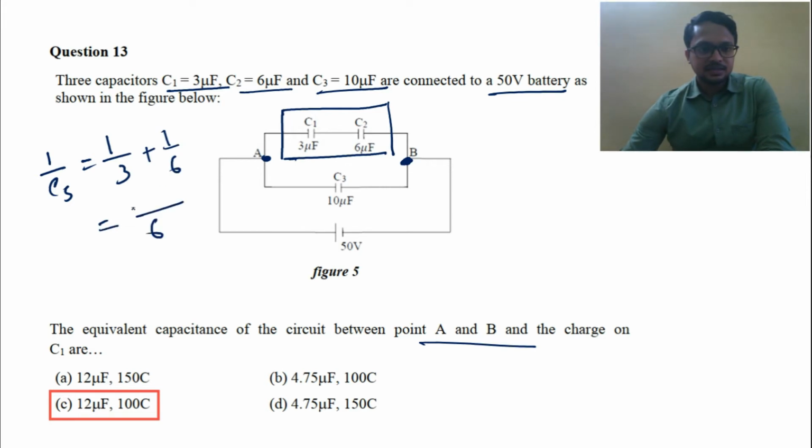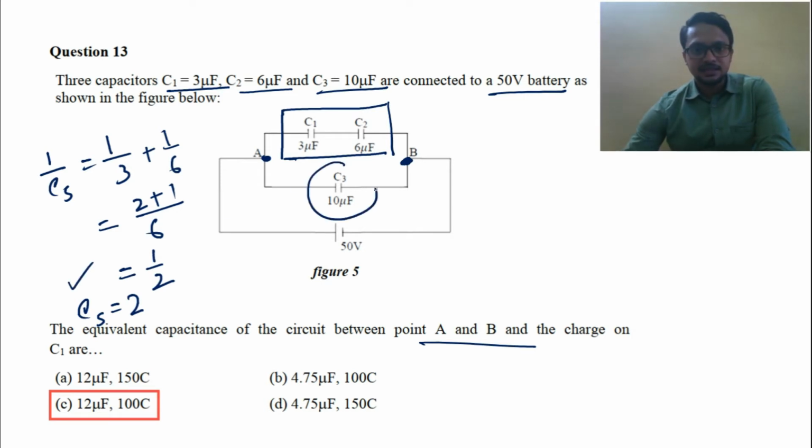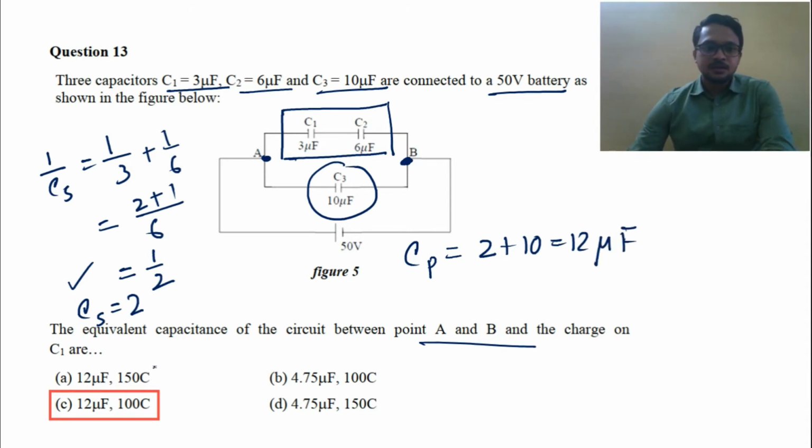So we are getting 6, 3 2s are 6 plus 1, that is 3 by 6, 3 by 6 means half. So CS we are getting 2. And this CS and C3, these two are in parallel now. So parallel means simple addition. So 2 plus 10, 12 microfarad is the equivalent capacitance. So correct option will be either A or C.